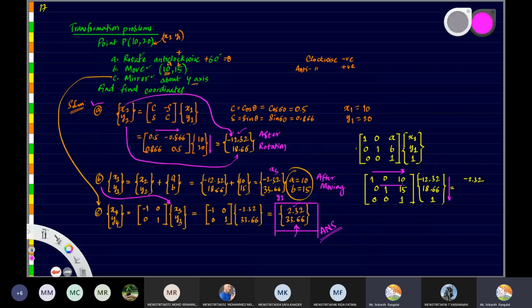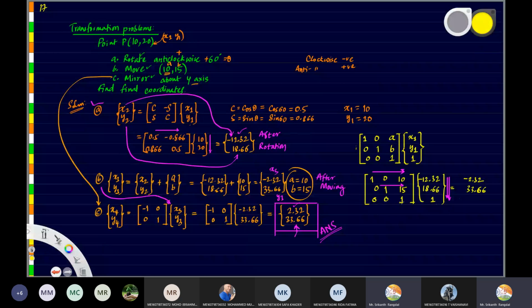Now do the second one. The second one, we have to again come in this direction. Multiply all these values with this, moving in the column, and then we have to add them. So 0 into minus 12.32 is 0 itself. 1 into 18.66, that is 18.66, plus 15 into 1, that is 15. So once again, we get 33.66.